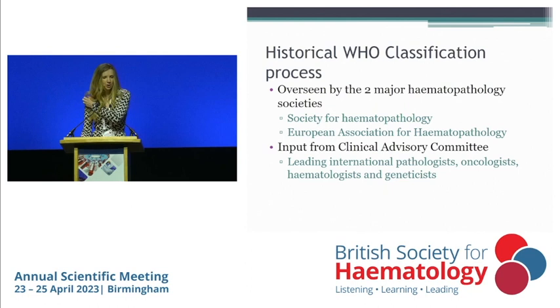So historically, the WHO classification process was overseen by the two major hematopathology societies, the Society for Hematopathology in America, and the European Association for Hematopathology. And it was very much centered on input from a clinical advisory committee, which included leading international pathologists, oncologists, hematologists, and geneticists.